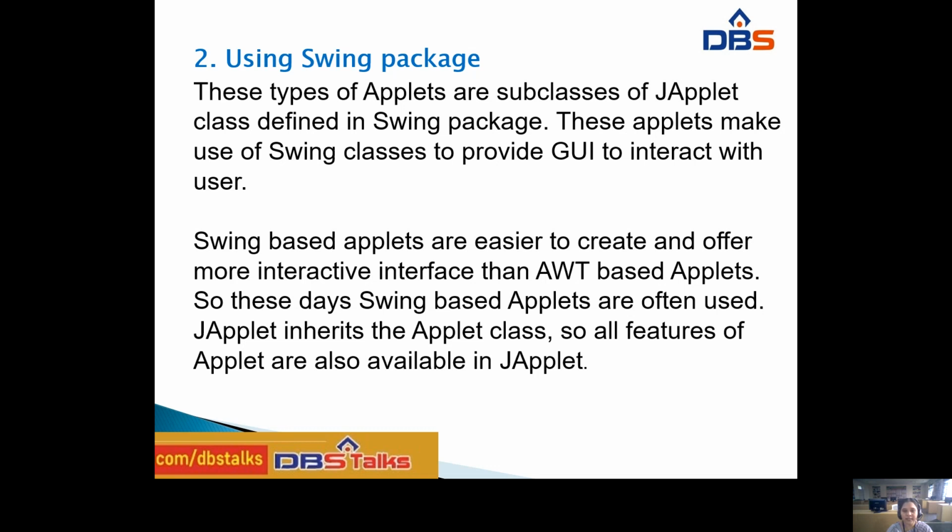JApplet inherits the Applet class. So what does it mean that JApplet inherits? It takes the properties from the parent class. It takes the features from AWT and updates them, so JApplet inherits the Applet class. So all features of applets are also available in JApplet. That is the use of using swing packages.